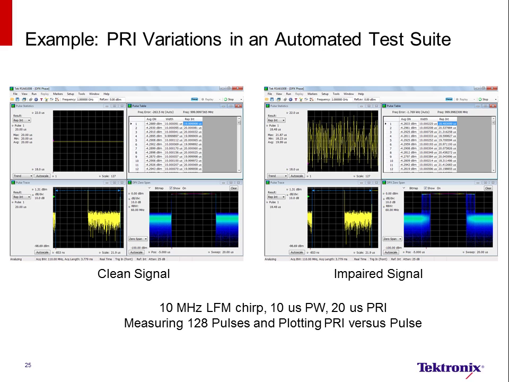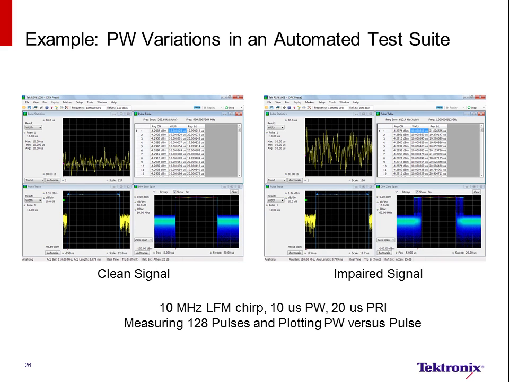We're measuring the PRI versus pulse and displaying it in the upper left window of the left diagram. On the right-hand side, you can see the impaired signal, and you can see how much PRI variation there is from pulse to pulse. Looking at the same signal, but this time looking at the pulse width variations, we can see that the clean signal has very low variation in pulse width. On the right, you can see the impaired signal, and it also has very low variation in pulse width.